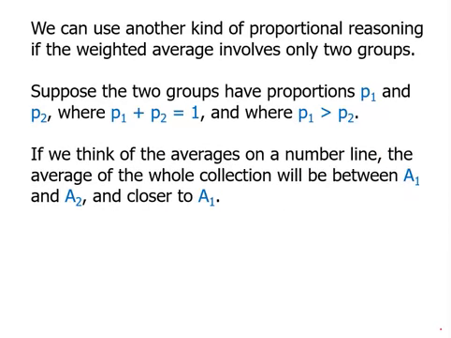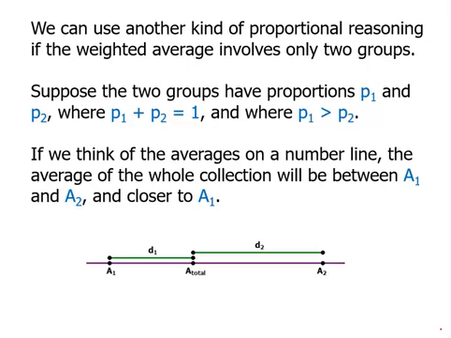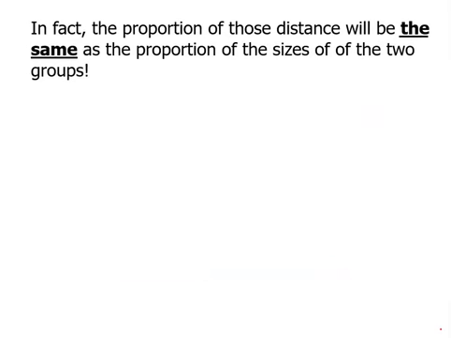If we think of the averages on a number line, the average of the whole collection will be somewhere between the average of group 1 and the average of group 2, and it will be closer to the average of group 1 because group 1 is the bigger group. It would have to be closer to it. So it would look something like this. So again, group 1 is the bigger group, and so the average is going to be closer to it.